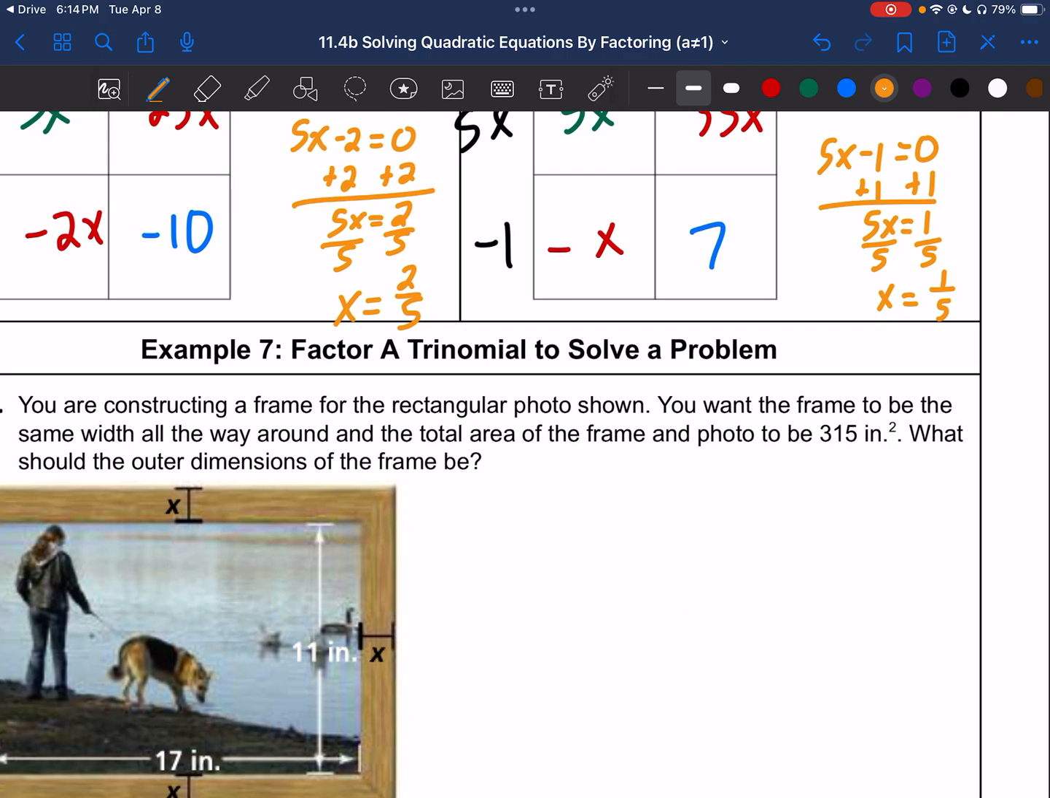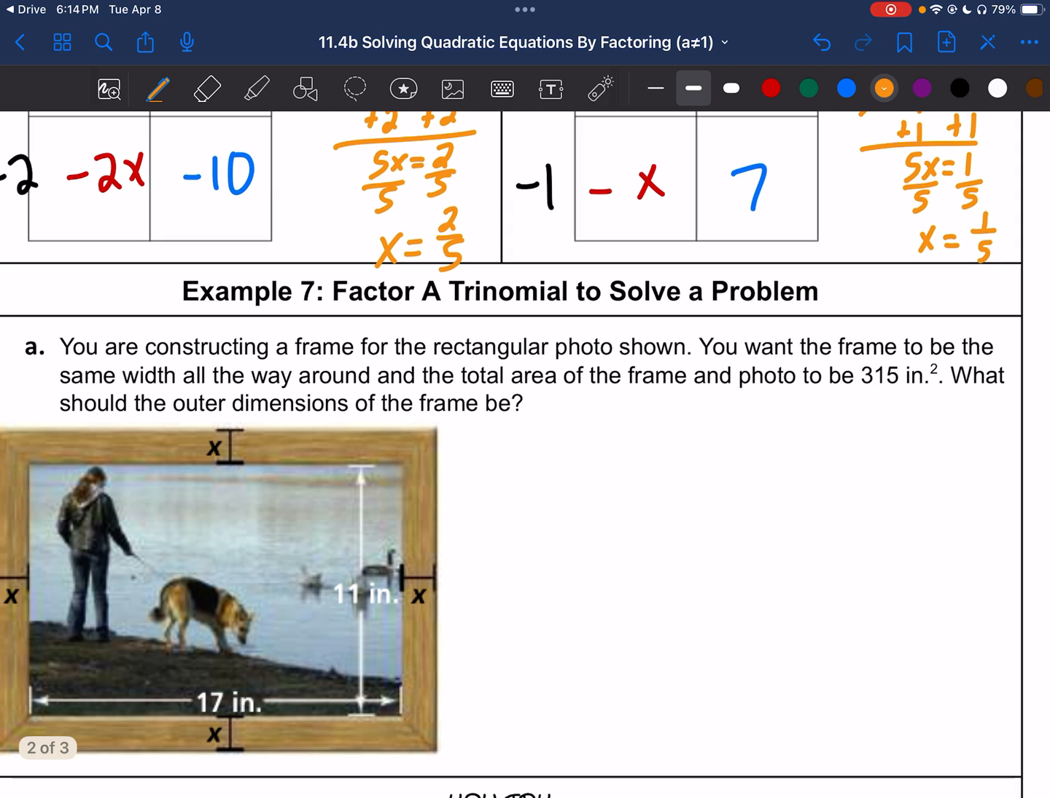example 7, factoring a trinomial to solve a problem. You are constructing a frame for the rectangular photo shown. You want the frame to be the same width all the way around, and the total area of the frame and the photo to be 315 square inches. What should the outer dimensions of the frame be? Well, let's look at it. Let's see, what are my sides to begin with? What are my dimensions? We've got 17 by 11, so 11 by 17 picture.